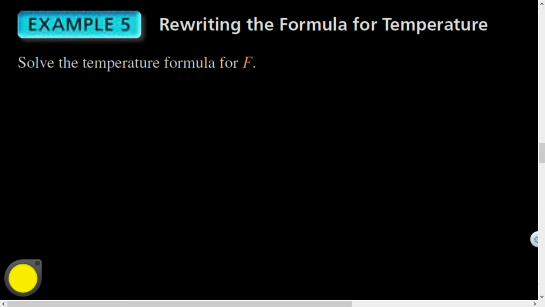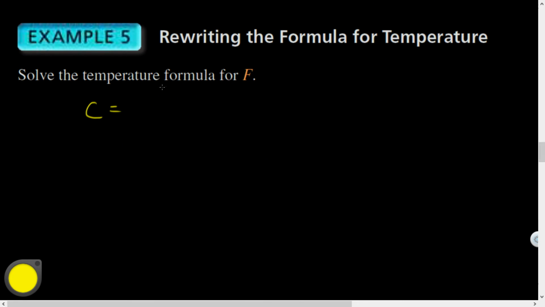Example 5. It says rewrite. Oh my goodness. Wow, there's so many. All right, we're going to try at least to get 2 more examples in here. It says solve the temperature formula for F. So we had Celsius is equal to, what was it? I always mix it up. 5/9 times F minus 32.